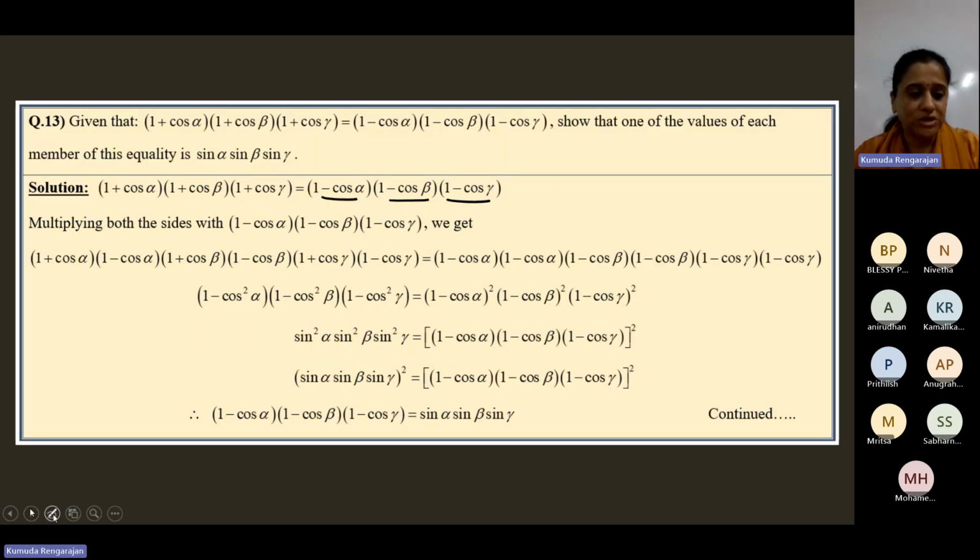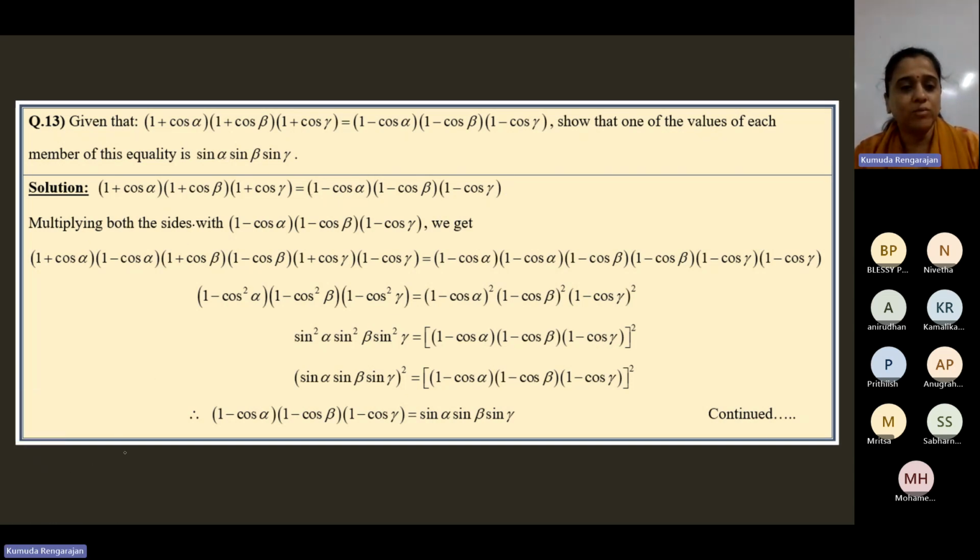Write the equation given. This is the equation given. You can do anything first. So first multiply both the sides of this equation with this part, then multiply both the sides of the equation with this one. You can do anything first. All right.